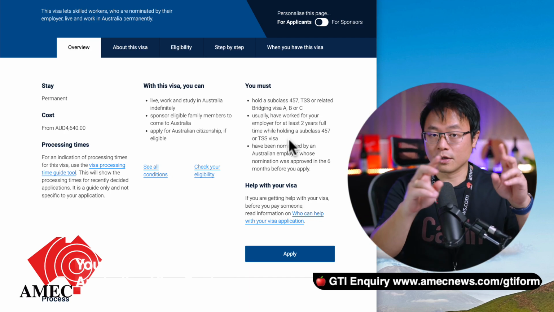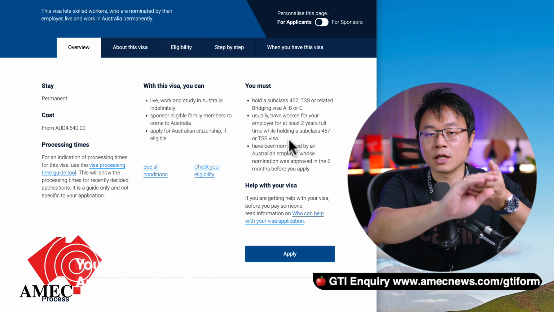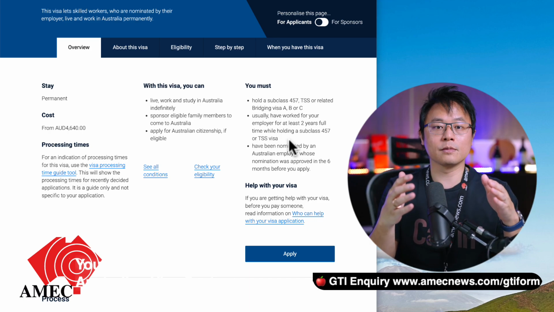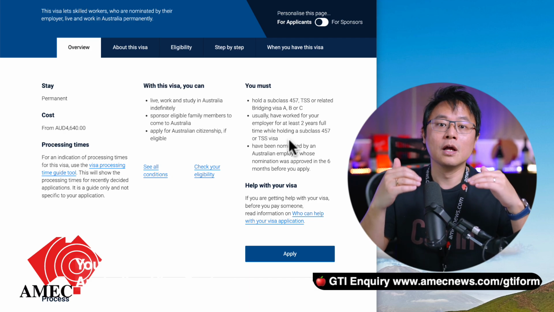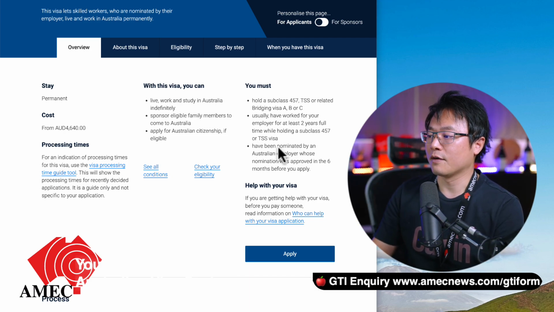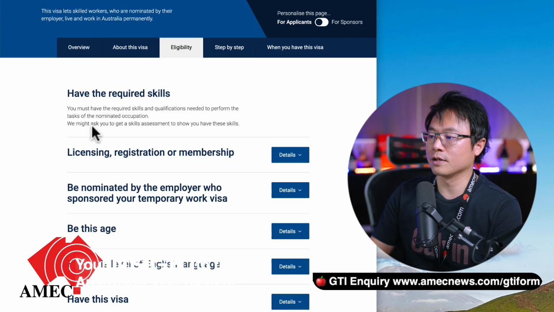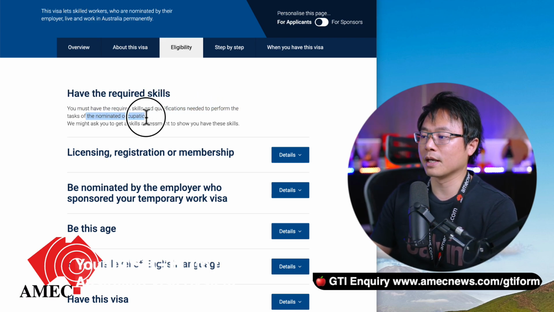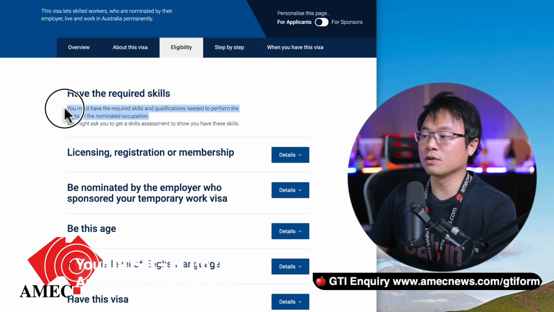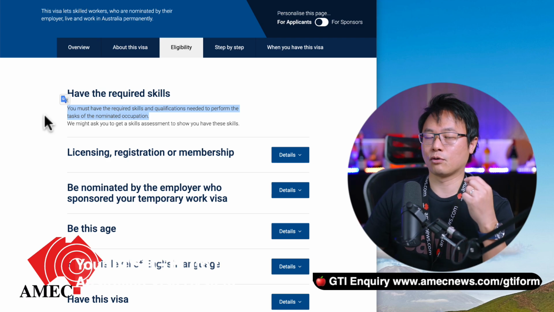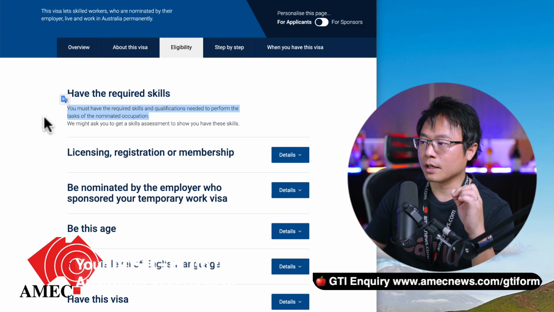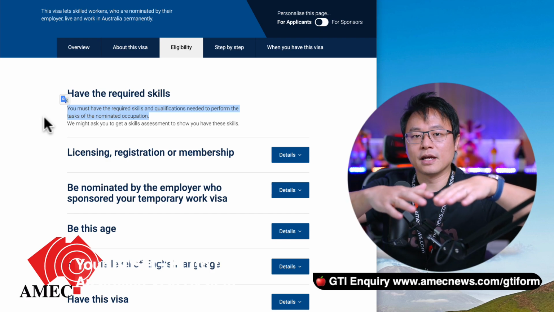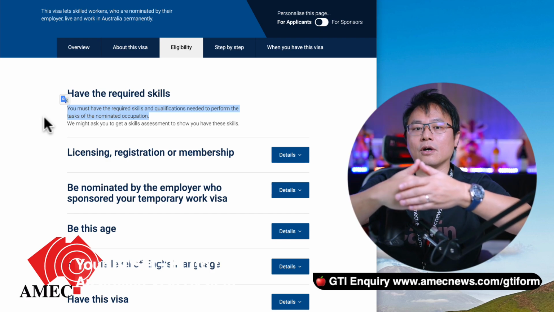The two major changes are dropping from a 3-year work requirement down to 2, and then both the medium and short-term stream skilled occupation lists are enabled to lodge 186 TRT, having been nominated by Australian employers. So that's pretty obvious. You must have the required skill qualification needed to perform the tasks of the nominated occupation. Despite that, you will still need to put a nominated occupation that you are not required to have within any ENS code thing. Basically, once you want to go TRT, the occupation list is not there anymore.